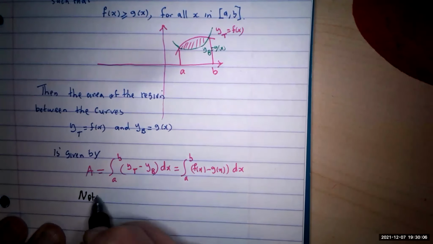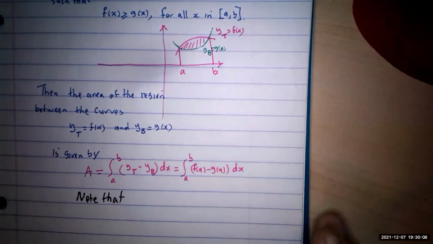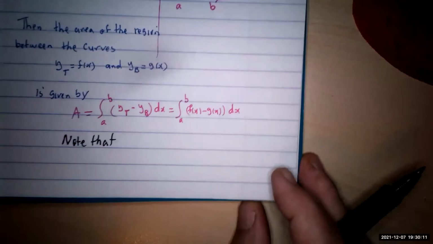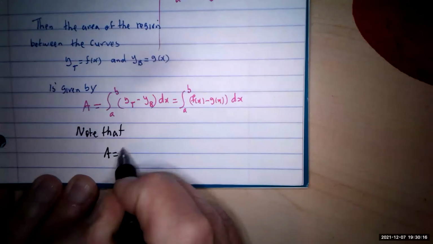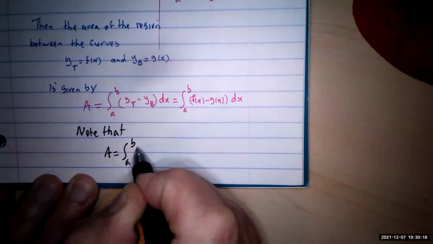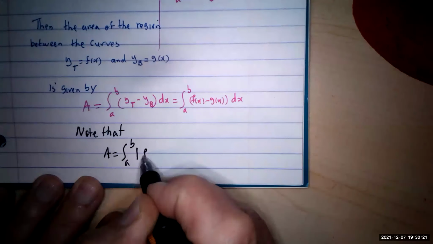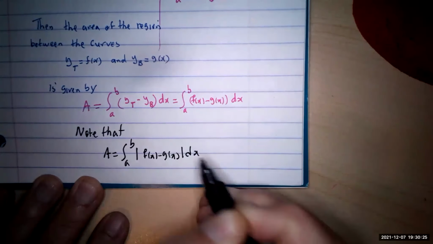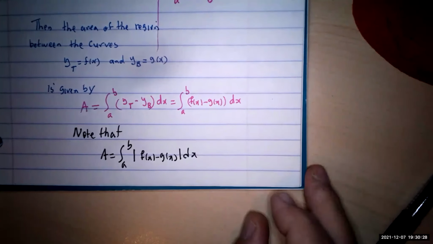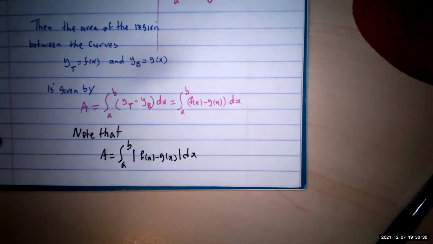If you want to play it safe, forget about the top and the bottom. You can say that the area is going to be the integral from a to b of the absolute value of f of x minus g of x. The difference, because the function that we're going to integrate is the difference. So this is how we are going to do it to get these numbers. Any question? Yeah, so that's it.